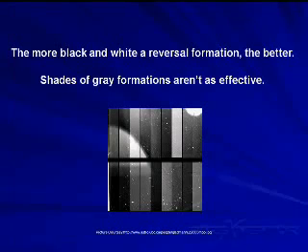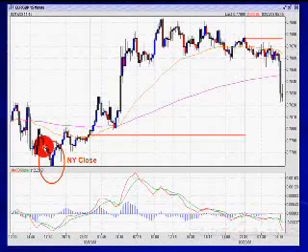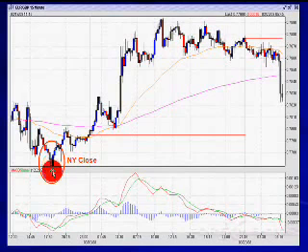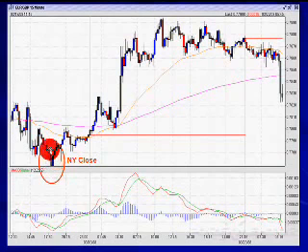Now here's an example of shades of gray. Here we have a shades of gray set of railway tracks or tweezers. By that I mean the rightmost candle is longer than the leftmost candle. Still a quasi set of railway tracks or tweezers, but I like to see both candles pretty much the same length. This candle here on the right would also qualify as an engulfing candle. I think Steve would call it an engulfing candle as well.